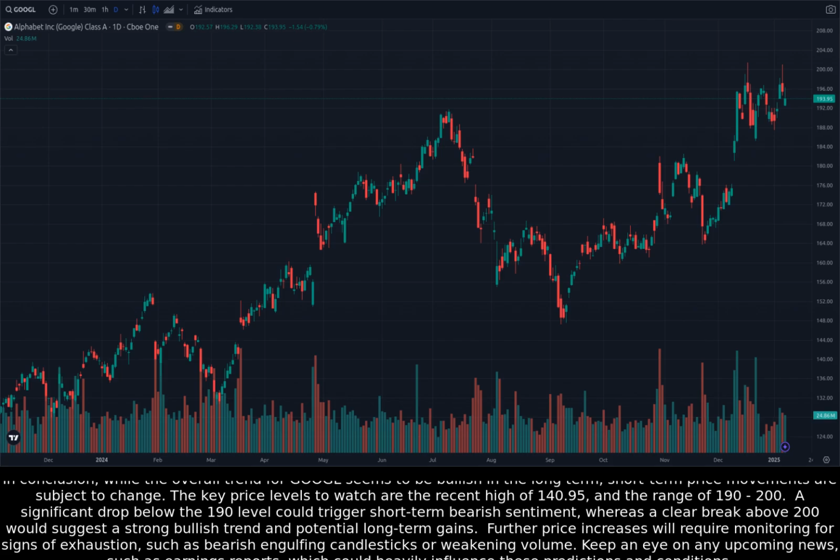Further price increases will require monitoring for signs of exhaustion, such as bearish engulfing candlesticks or weakening volume. Keep an eye on any upcoming news, such as earnings reports, which could heavily influence these predictions and conditions.